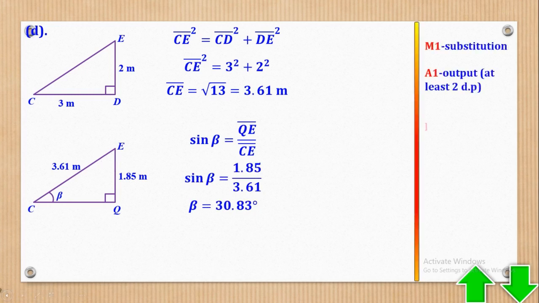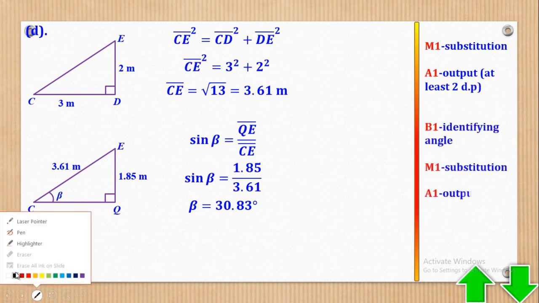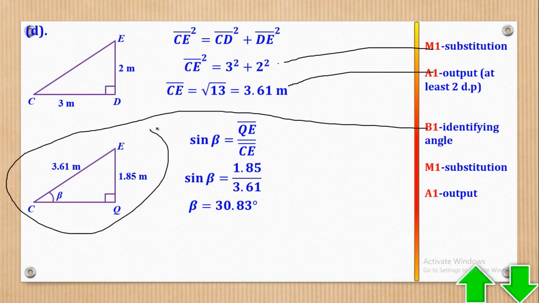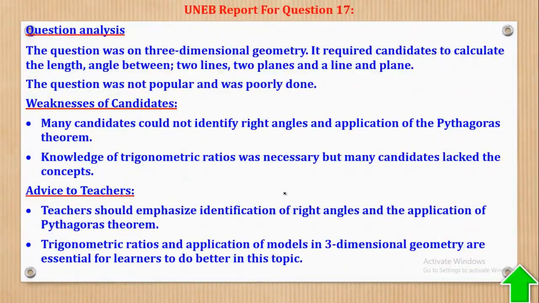Now let's see how much can be awarded. So M1 for substitution, A1 for output, B1 for identifying, so to draw this triangle, then M1 for substitution and A1 for output. So this question was on three-dimensional geometry and required candidates to calculate length, angle between two lines, two planes, and a line and a plane. The question was not popular and was poorly done.